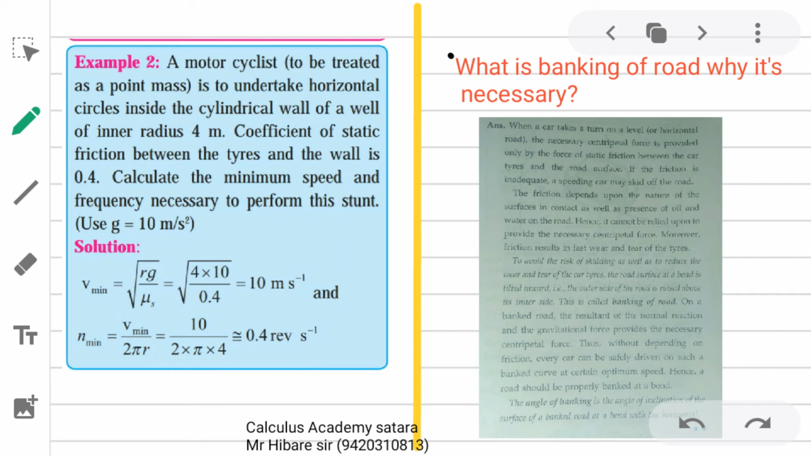Velocity upon circumference, v upon 2 pi r, per minute. Then we put it into minutes only. That is 4.4 revolutions per second.